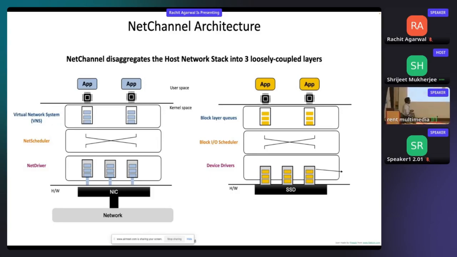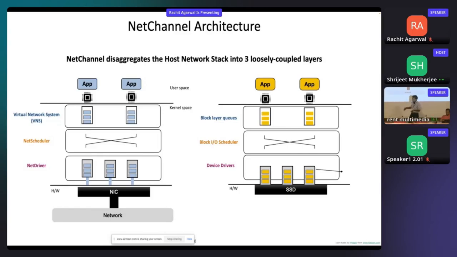Let me tell you a little bit. By the way, in the storage stack, it's very similar. Device drivers, I/O scheduler, and some interface, right? Whenever a new device comes up, you write a new device driver. Whenever a new protocol comes up, you update your device driver. You have to change nothing else in the stack.